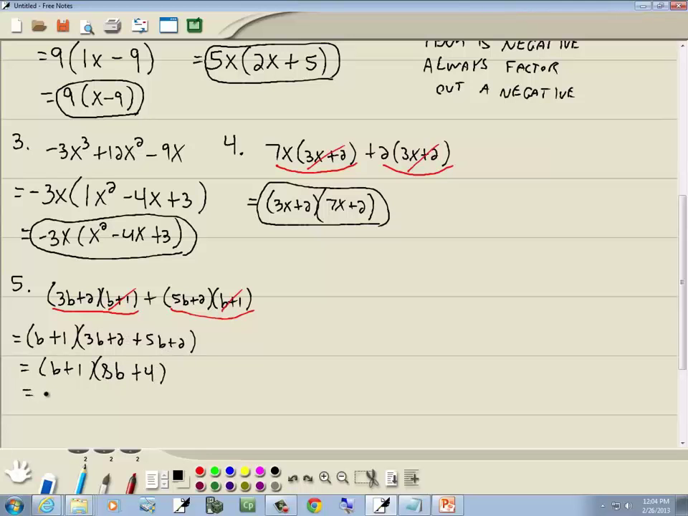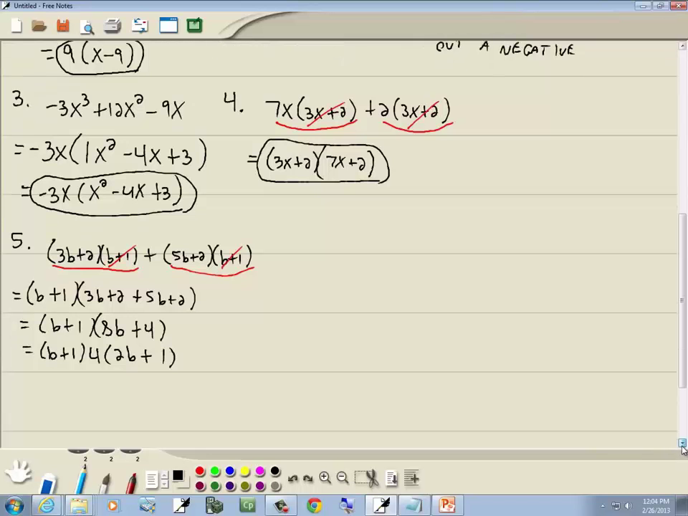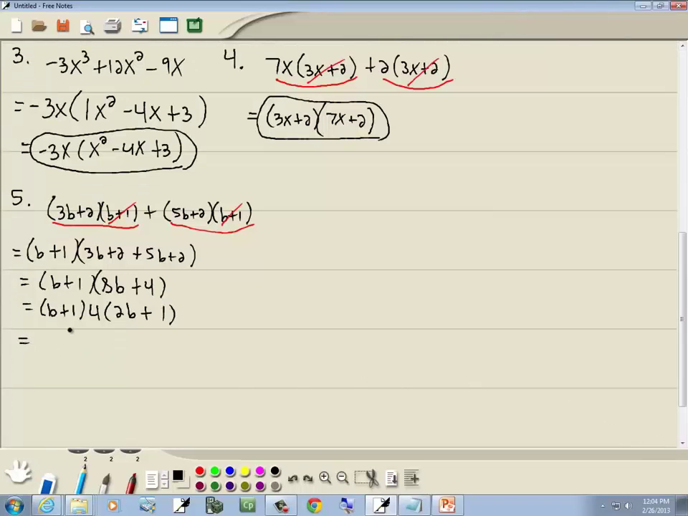Now after I factor that out, I see that the second set of parentheses, the 8b plus 4, also has something in common. They're both divisible by 4. So I'll factor out a 4. 8 divided by 4 is 2, so we've got 2b plus 4 divided by 4 is 1. Now typically, when you've got a number in the middle like that, you go ahead and put it out in front. So our answer is going to be 4 times b plus 1 times 2b plus 1.